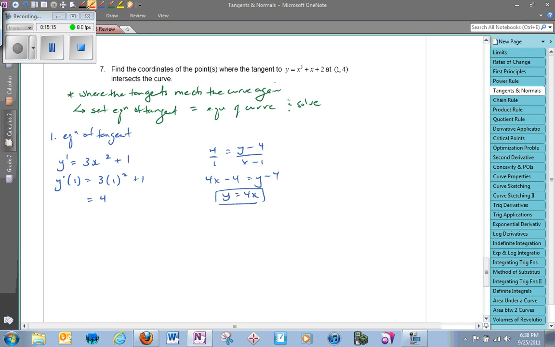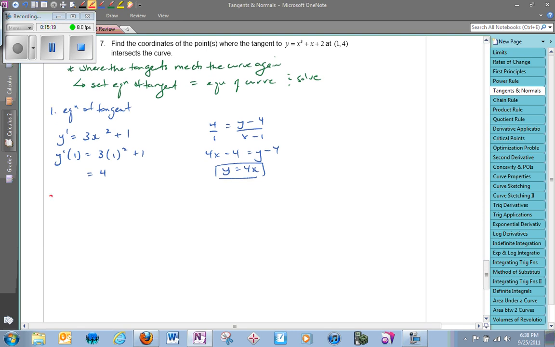Step 2 now says set that equal to the equation of the curve. Okay, so step 2, set it equal. So 4x is equal to x cubed plus x plus 2. If I rearrange, I get x cubed minus 3x plus 2 is equal to 0.